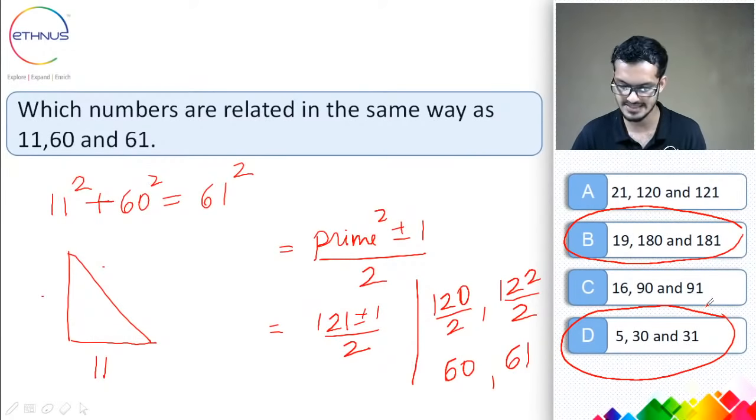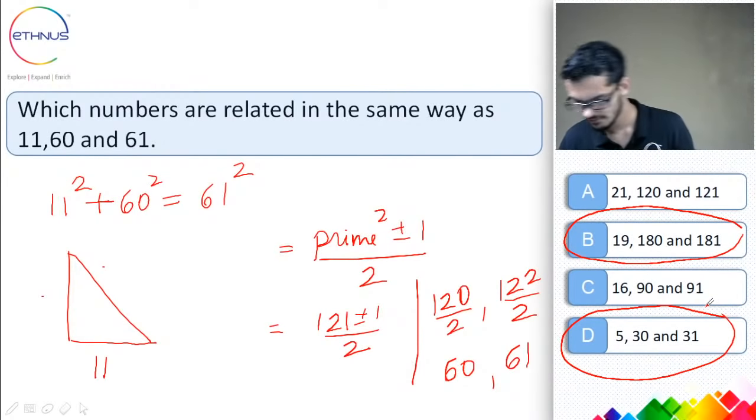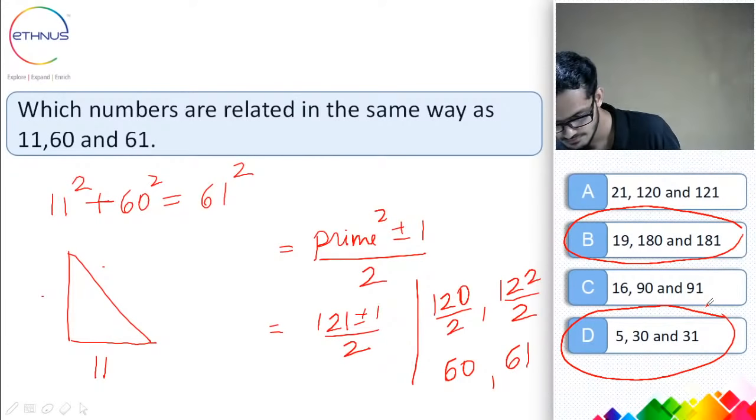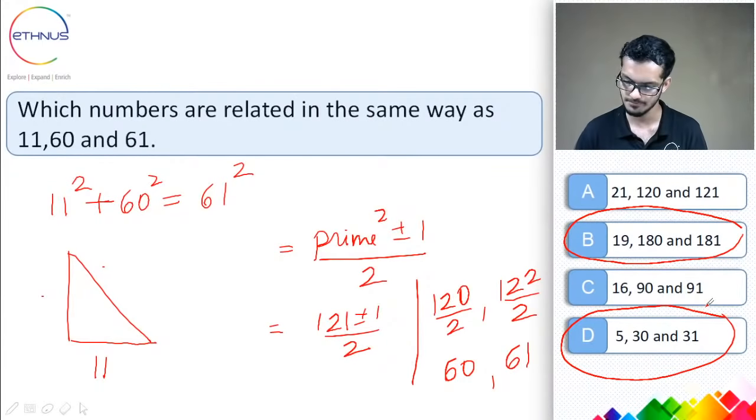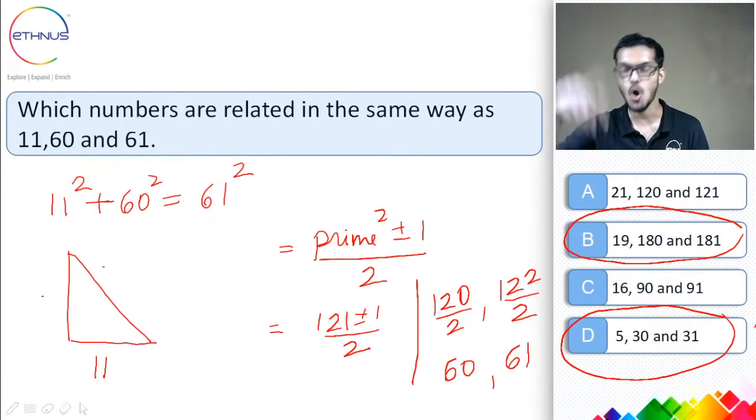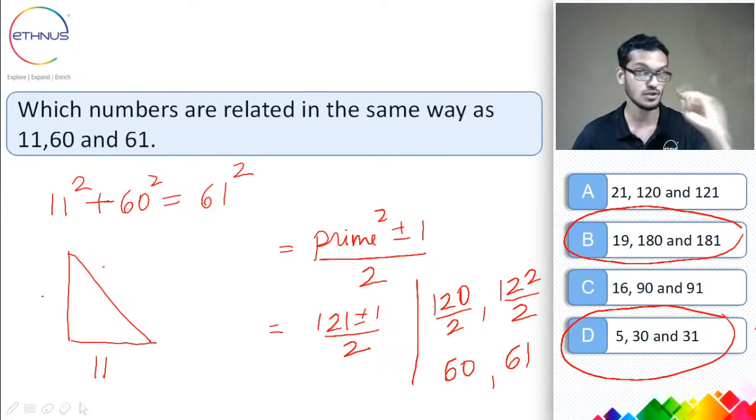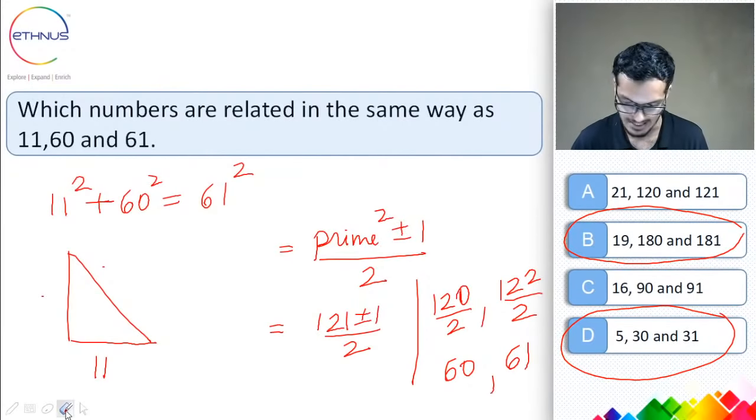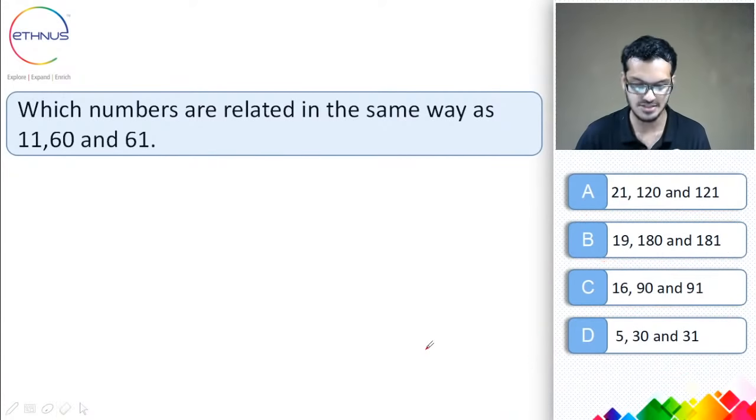Okay, so many of them are saying B. Yes, you can also try it out in other methods, but this is the actual solution for this particular problem. This is the easiest way to get the answer. If you check among all the options, there is only one Pythagorean triple, and that is nothing but option B. Yes, let's try it out for option B.